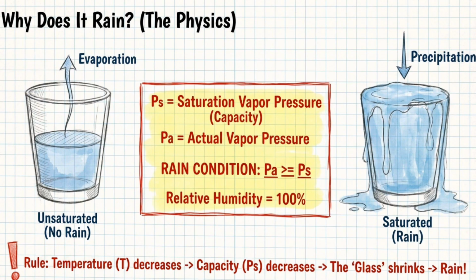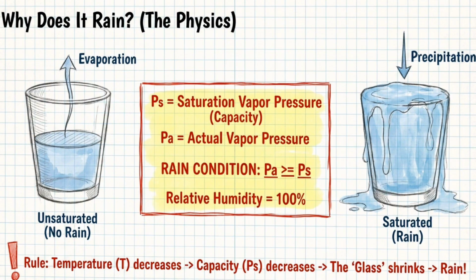Now, how much water vapor is actually inside the air right now? That's called PA, actual vapor pressure. So, think like this. PS equals glass size, saturation vapor pressure. PA equals water inside the glass, actual vapor pressure. If PA is smaller than PS, the glass is not full. So, no rain. But what happens if PA becomes equal to or greater than PS? The glass overflows. That overflow is rain.